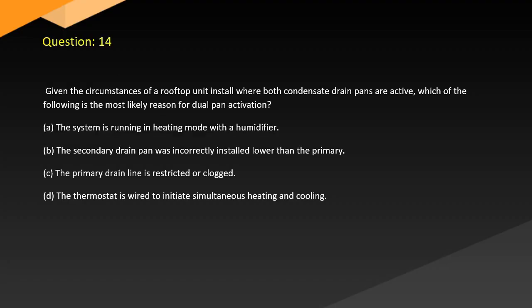Question 14. Given the circumstances of a rooftop unit install where both condensate drain pans are active, which of the following is the most likely reason for dual pan activation? A. The system is running in heating mode with a humidifier. B. The secondary drain pan was incorrectly installed lower than the primary. C. The primary drain line is restricted or clogged. D. The thermostat is wired to initiate simultaneous heating and cooling.